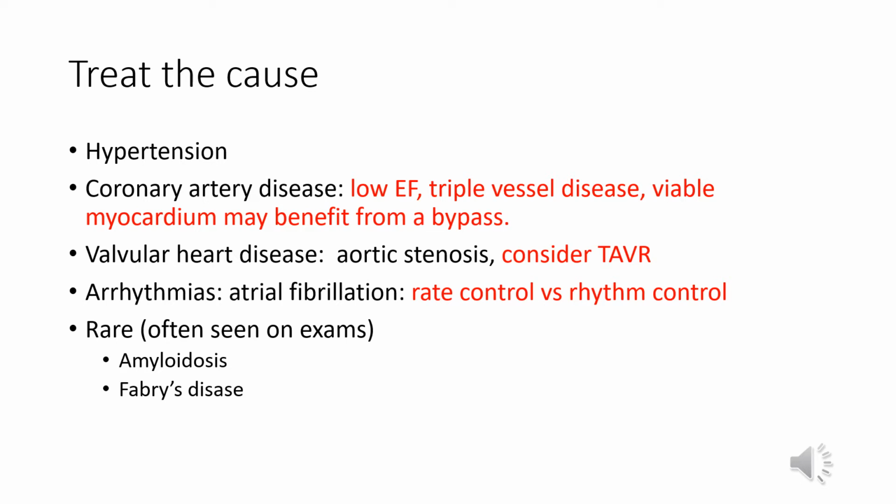Now, in valvular heart disease, this patient obviously didn't have mitral stenosis. Aortic stenosis happens commonly in people who are elderly, and they might be candidates for transcatheter aortic valve replacement. The arrhythmias, such as atrial fibrillation, may be quite common in these patients, and the debate is between rate control versus rhythm control. And of course, these patients may not have the atrial kick that they need, and rhythm control may be paramount in some patients. Amyloidosis and Fabry's will leave.